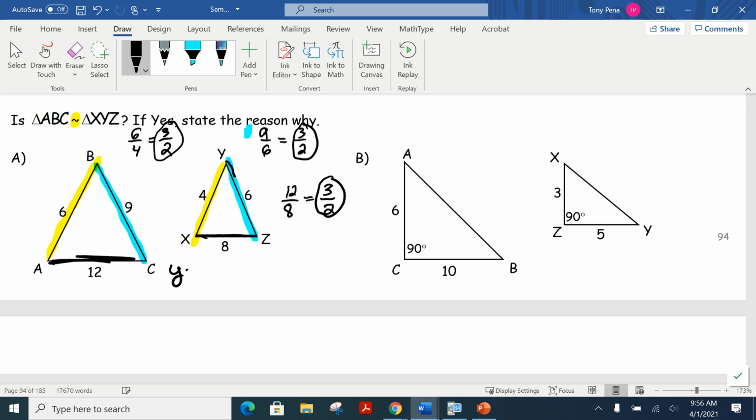So we would say yes if the question is asking us, are these similar? And we would say, because all three sides have the same exact ratio, we're going to put side, side, side, and then you put the little squiggly right there, so it says side, side, side similarity.